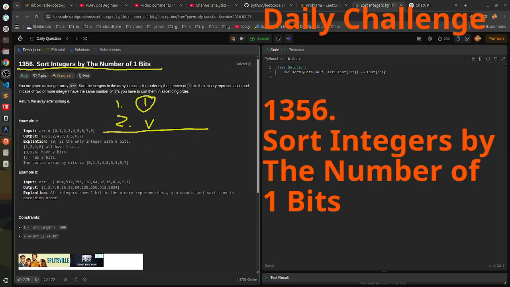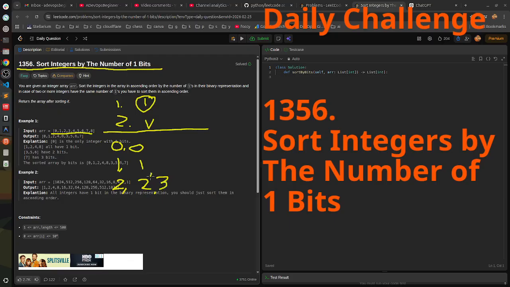So how do we do this? Let's take this for example. If we count the number of digit ones in each number, for number 0, there are 0 digit ones. For number 1, there are 1 digit ones. For number 2, there are 2 digit ones. For number 3, there are 2 digit ones.